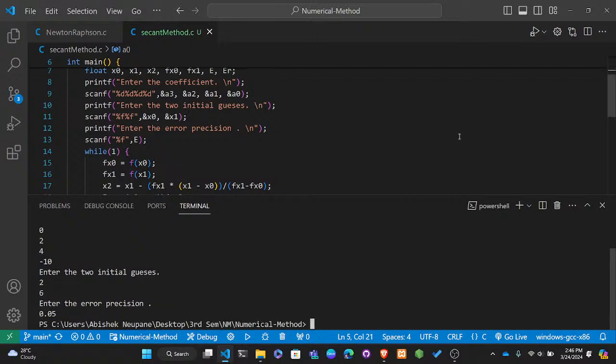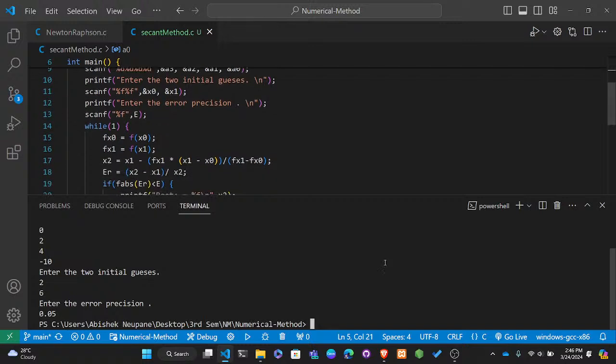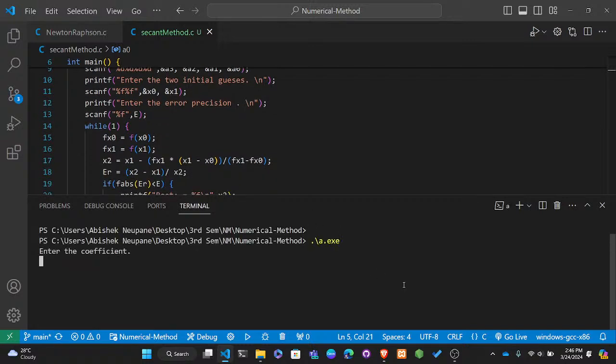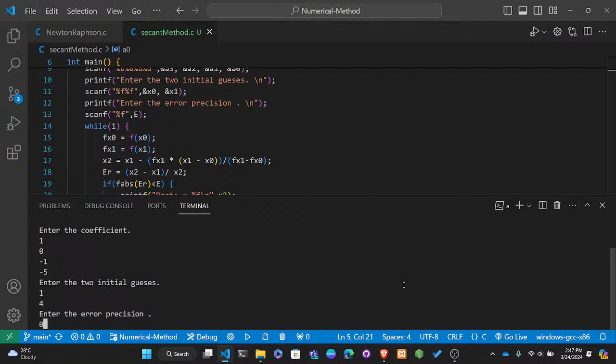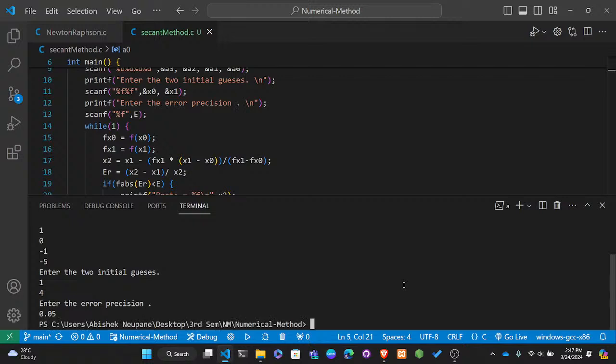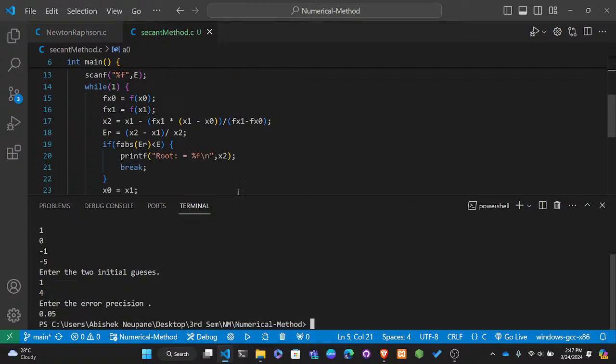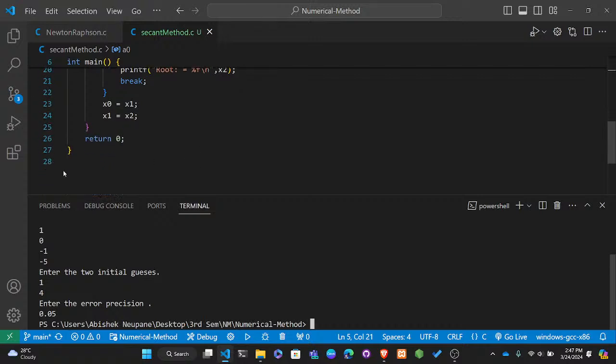I think the compiler is not working well, so let's give random values. I would like to give 1, 0, -1, -5, then 1, 4, and 0.05. Oh, I don't know why this program is not working well, so let's check for a minute.